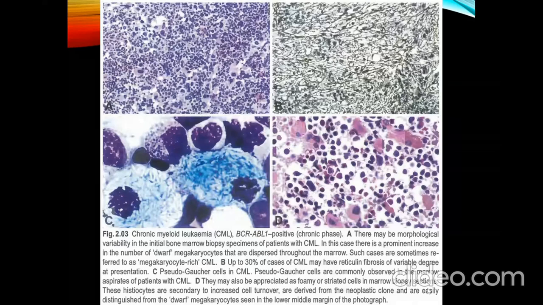The pseudo-Gaucher cells are commonly observed in the marrow aspirates of patients with CML. And again, in the D picture, we are seeing the foamy or striated cells in bone marrow biopsy sections. These histiocytes are secondary to increased cell turnover, are derived from the neoplastic clone, and are easily distinguished from the dwarf megakaryocyte, one of which can be seen in the lower middle margin of the D photograph.